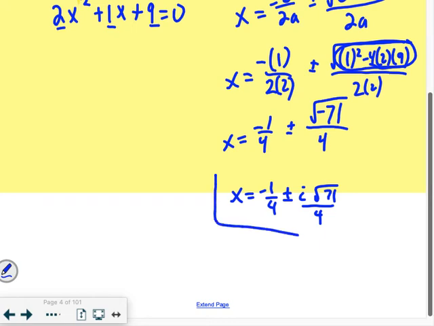So here's our two answers. Again, our answers are complex conjugates. There are no real solutions. The solutions involve imaginary numbers.